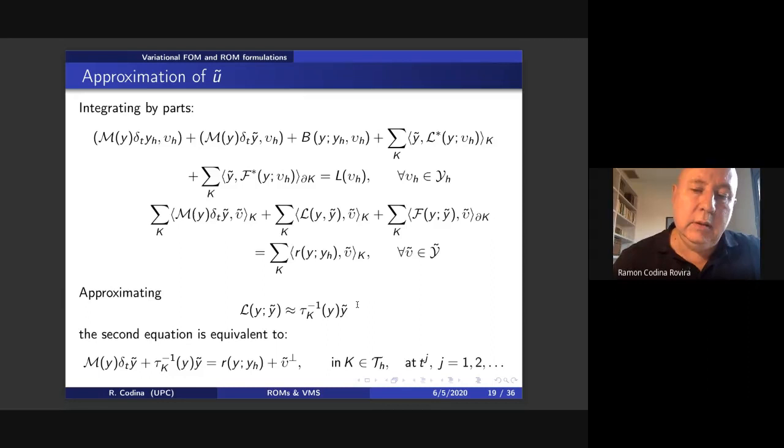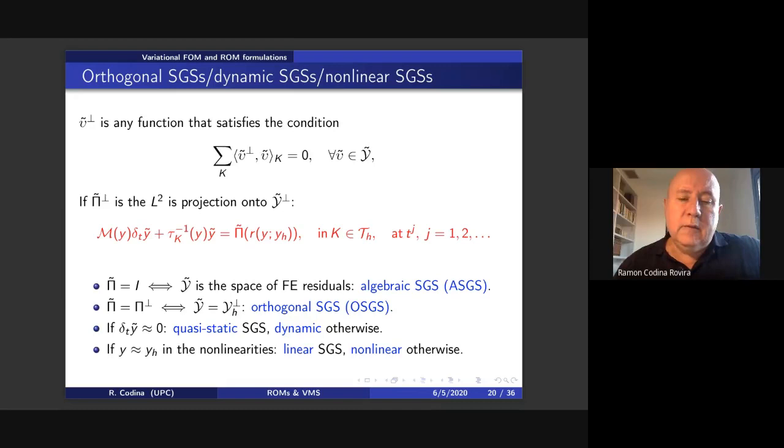Then another original feature of our approach is that we consider those subgrid scales as orthogonal to the finite element space, L2 orthogonal.